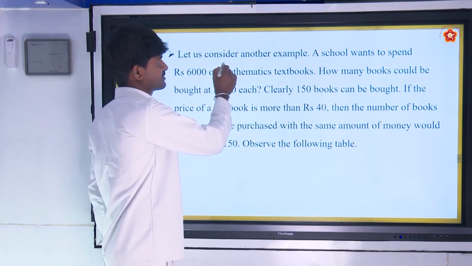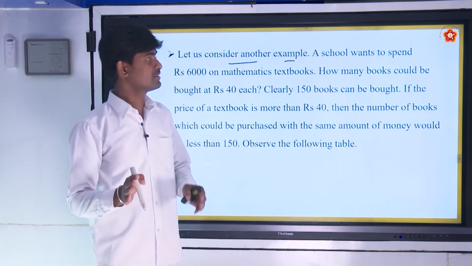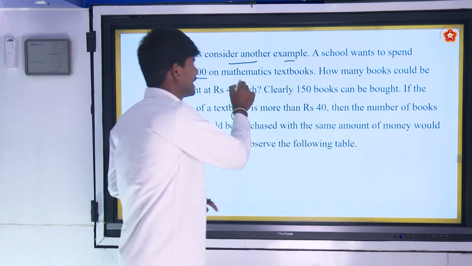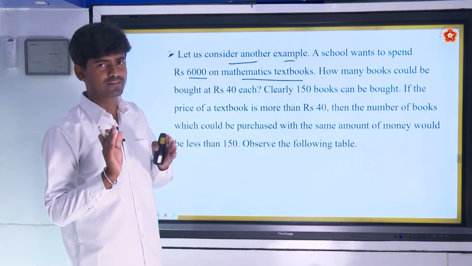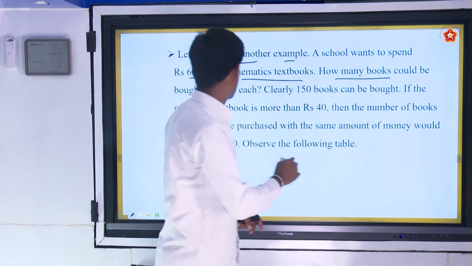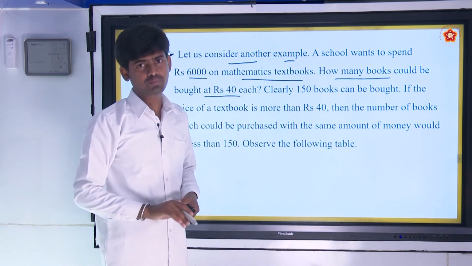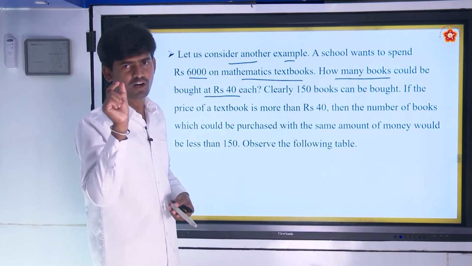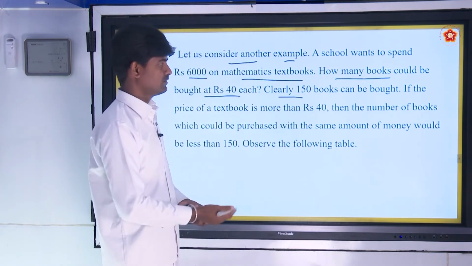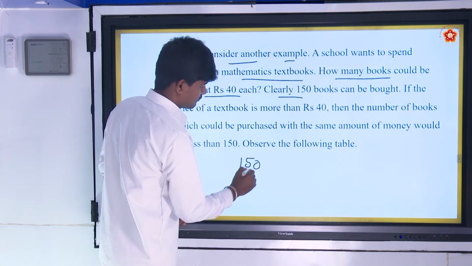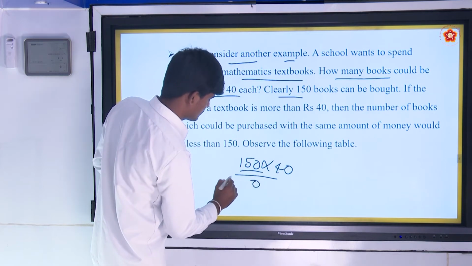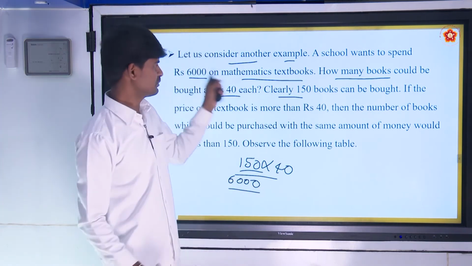Let us consider another example. A school wants to spend rupees 6,000 on mathematics textbooks. How many books could be bought at rupees 40? Each book costs rupees 40. Clearly, we can purchase 150 books, so x into y, 150 into 40, is the cost of rupees 6,000.